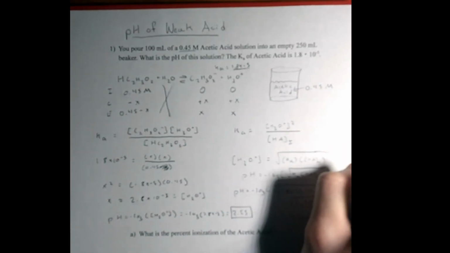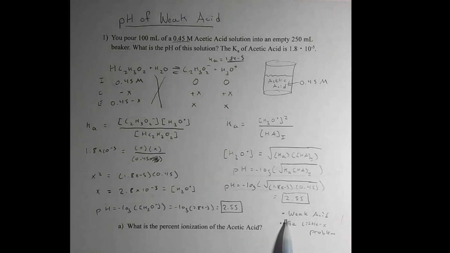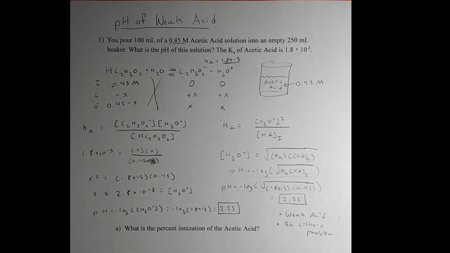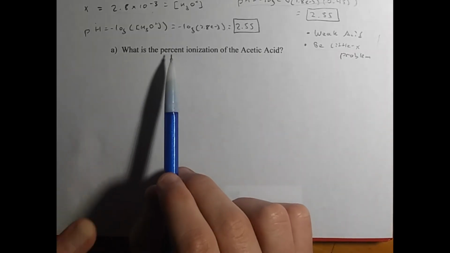It has to be a weak acid, and it has to obey the little x problem. Most problems you see on chem lab tests will be like this, a weak acid and a little x problem. Alright, so now let's go into percent ionization.